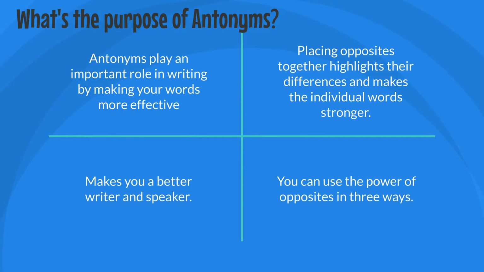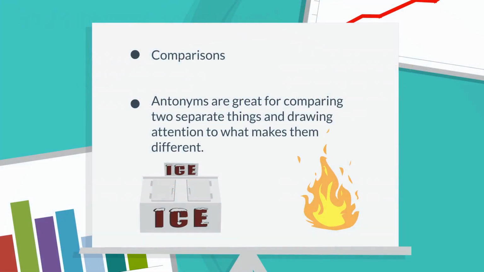What's the purpose of antonyms? Antonyms play an important role in writing by making your words more effective. Placing opposites together highlights their differences and makes the individual word stronger. Specifically, you can use the power of opposites in 3 ways. Comparisons. Antonyms are great for comparing two separate things and drawing attention to what makes them different.